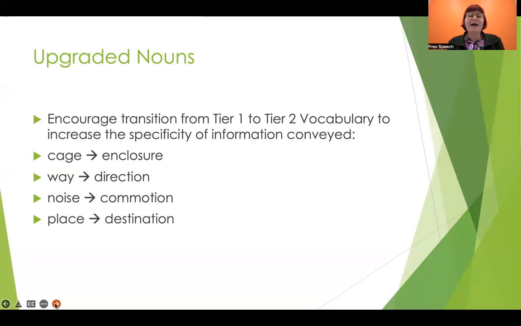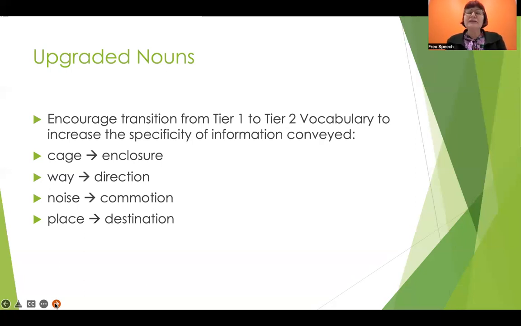So these are from Robot Goes to School. I said he didn't know the way to school. He didn't know the direction to go to school. He made a big noise. I changed it to commotion. He knew his final place. He knew his final destination.